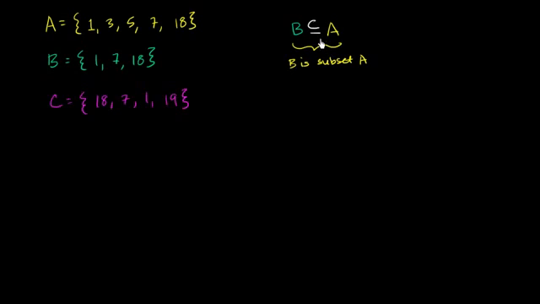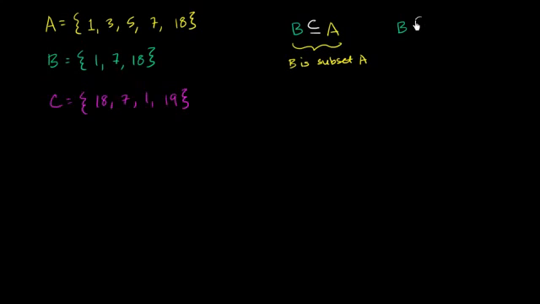Now, we can go even further. We can say that B is a strict subset of A, because B is a subset of A, but it does not equal A, which means that there are things in A that are not in B. And the way you write that is you can almost imagine a less than or equal sign, and then you cross out the equal part. So this means a strict subset, which means everything that is in B is a member of A, but everything that's in A is not a member of B.